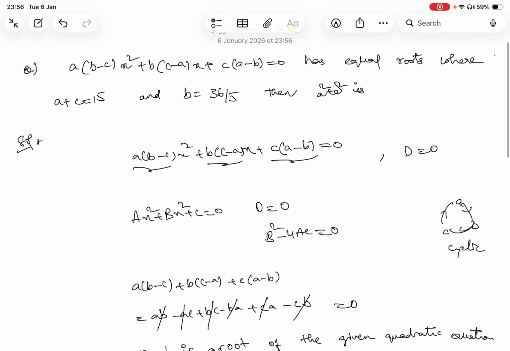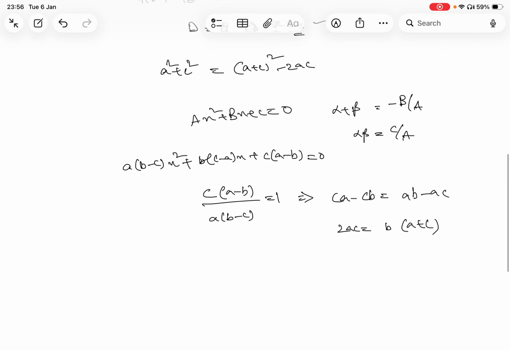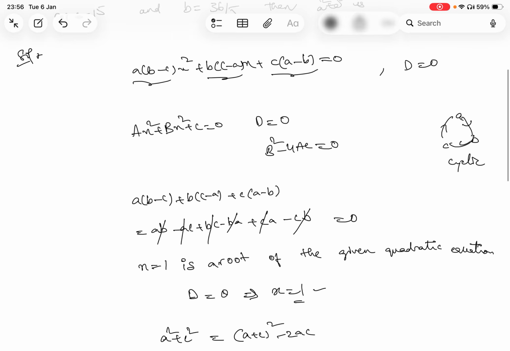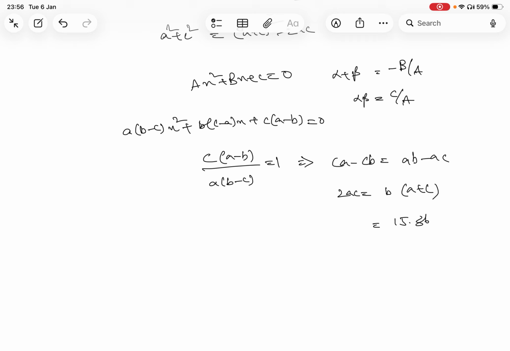Now in the given question, it's given that a plus c is 15, and the b value is 36 by 5. So 2ac is 15 into 36 by 5. 5 ones are 5, 5 threes are 15, so this becomes 2 into 18 is 36, then ac is 18 threes, 54. Fine.